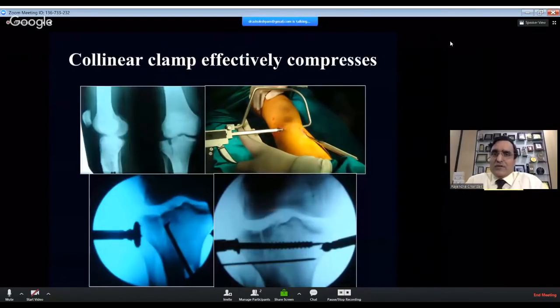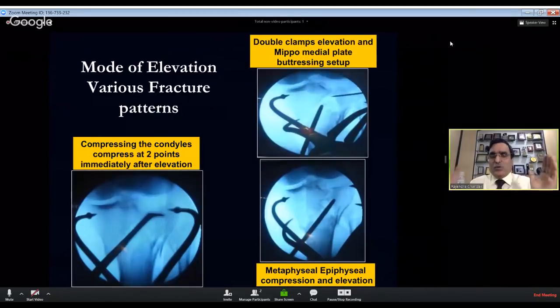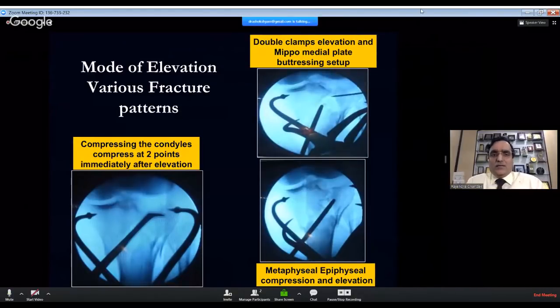Collinear clamps are very effective in compression. However, many times I have found difficulty with the collinear clamp. What we need is a clamp that can hold onto the side wall very effectively. I will show you the clamps in the next slides. These are the patterns and modes of elevation, various constructs. So here, compressing the condyles at 2 points immediately after elevation.